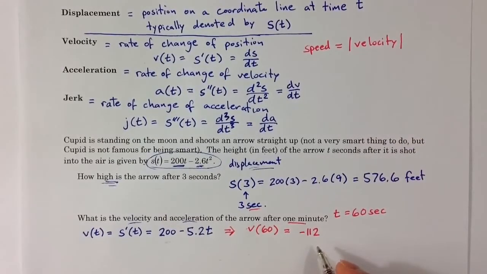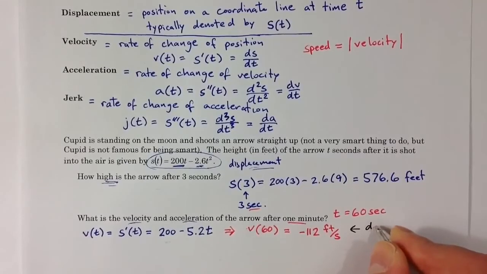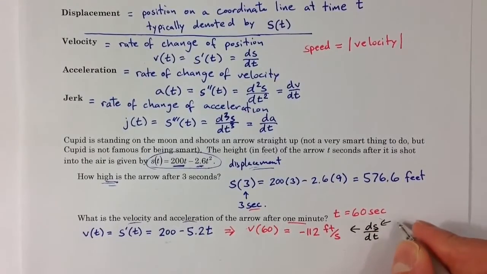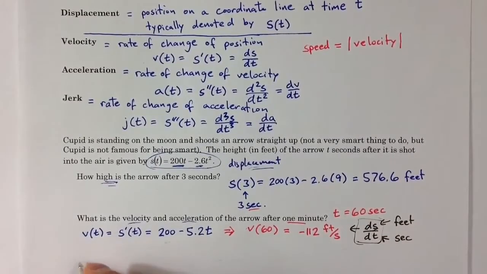The units, and this again is a pretty important idea that I want to get across with this example, the units are going to be in feet per second. And that comes from the fact that we're talking about a derivative amount. This is ds over dt. The units for the ds part, the units for the numerator is feet, and the units for the dt part is seconds.